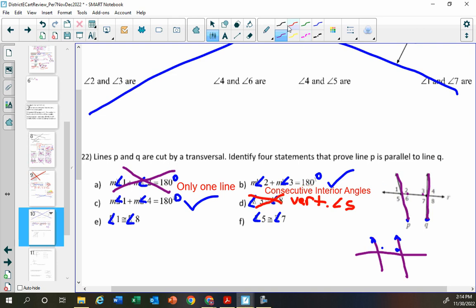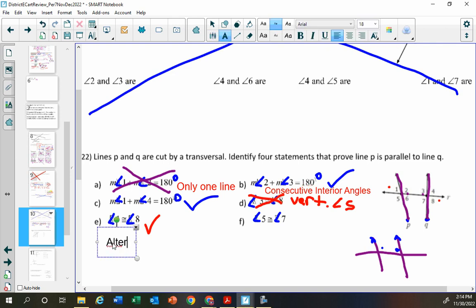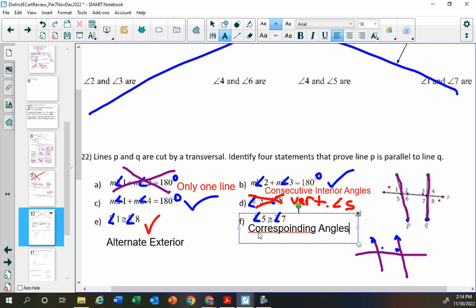Now, does anybody remember the relationship between angle 1 and angle 8? Somebody said it. What type? Alternate exterior. That's going to work. And then 5 and 7, that's going to work because 5 and 7 begins with a C, corresponding. Oh, my spelling's not the best. Corresponding angles.